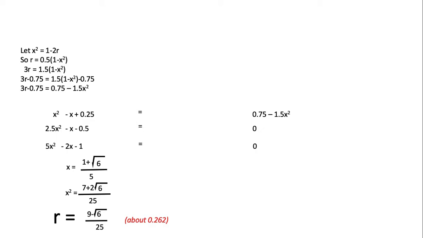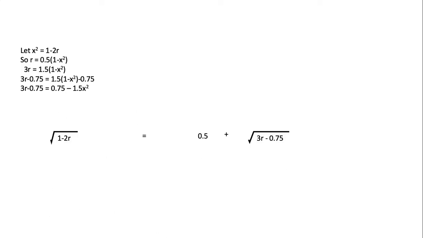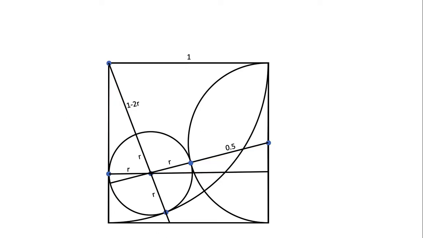There might possibly be a slightly more elegant way of writing that still, breaking down the root 6 into some smaller square root, but 9 minus root 6 over 25 is my final answer. That's about 0.262. And then going all the way back to the beginning of the problem, that certainly seems reasonable.